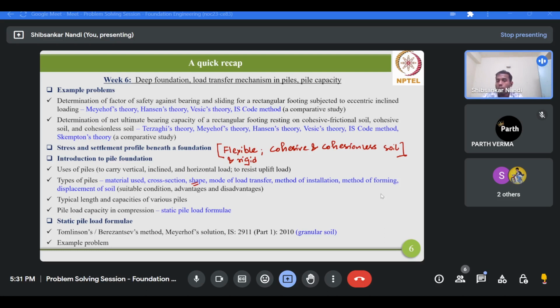And all these formulas, we have seen the application of all these formulas, particularly for granular soil deposit. And at the end we solved a couple of example problems. So in this session we'll mostly try to solve a few problems concerning these topics: the calculation of pile load capacity, obviously in compression, and for purely granular soil deposit, depending on various solutions or methodology.